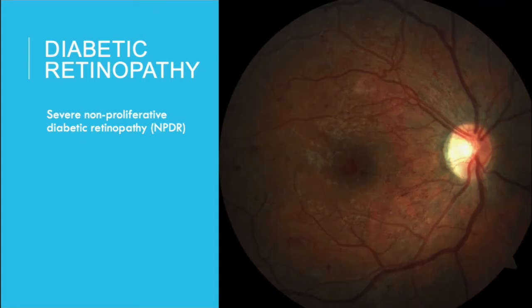This is a patient that has severe non-proliferative diabetic retinopathy. You can see that there's many more microaneurysms, and there's many more spots of blood. This patient has a 50% chance of developing what we call proliferative diabetic retinopathy, which means that new blood vessels develop. It's very important that you recognize this stage because these patients need to be followed closely.